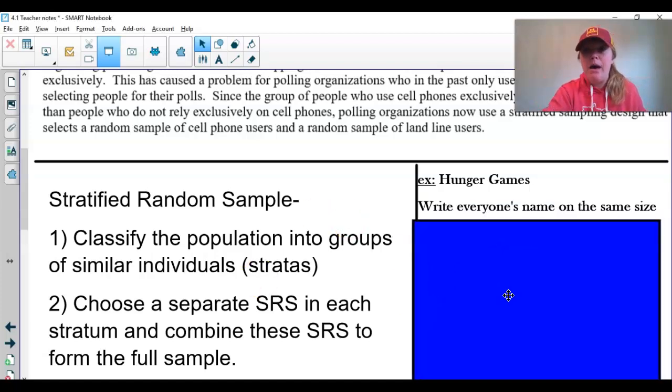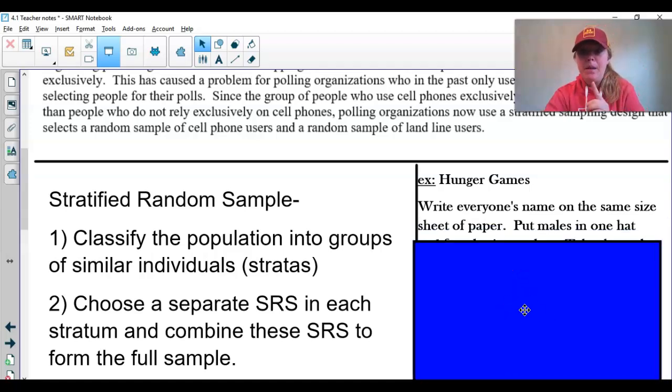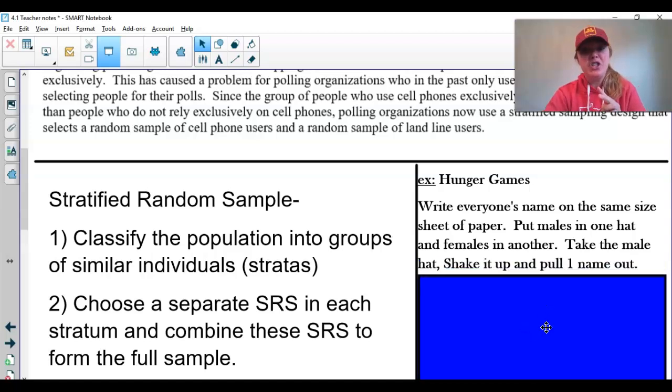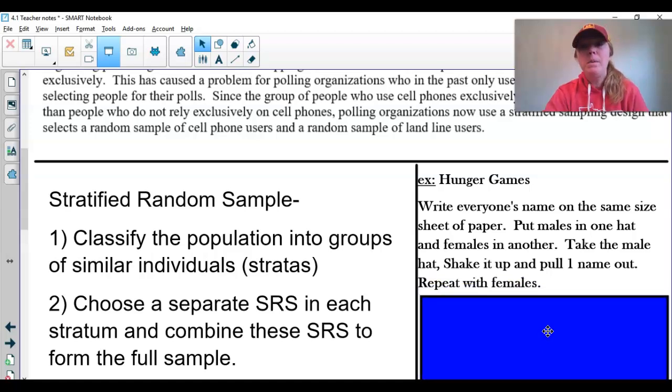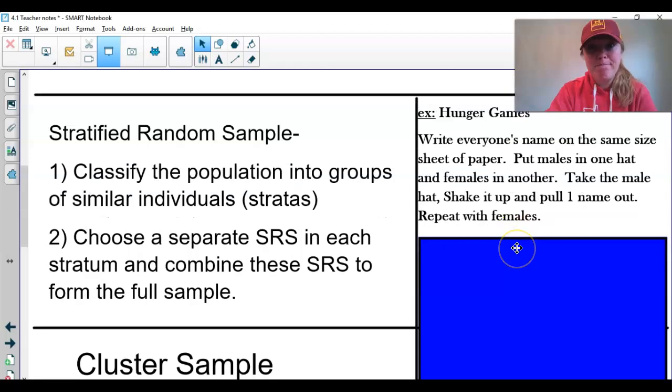Here's my example of how to actually write it down AP style. Write everyone's name on the same size sheet of paper. Put males in one hat and females in another. Take the male hat, shake it up, that's your randomization there, and pull 1 name out. Repeat with the females. And that will give you credit from the College Board on how to do a stratified random sample when we're talking about the Hunger Games.